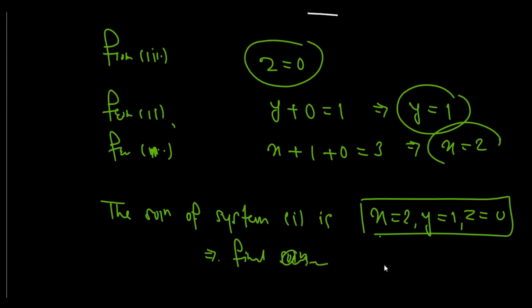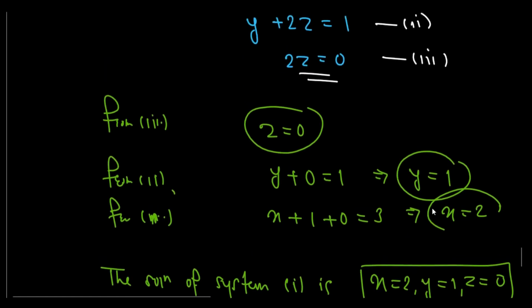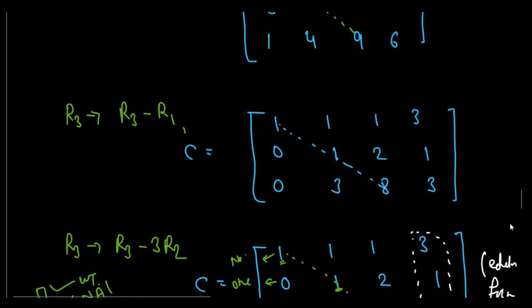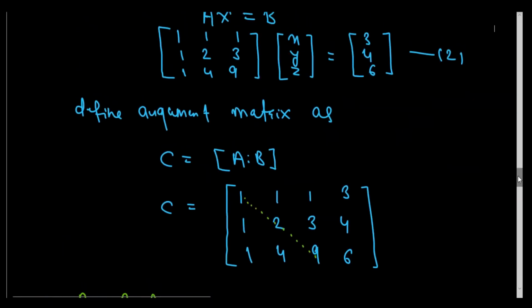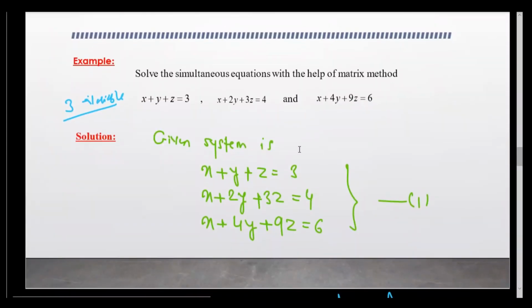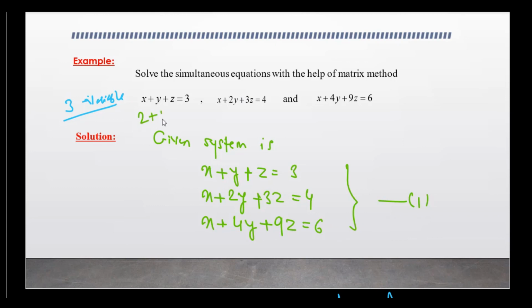Now just verify the solution by substituting the values in the given equations. x is equal to 2, y is equal to 1, z equal to 0. This solution should be satisfied by all three equations. So we come back to our problem and put the values of x, y, z in it to see whether it balances the equations or not. In the first equation, putting x equal to 2, y equal to 1 and z equal to 0, we get 3. So 3 is equal to 3.